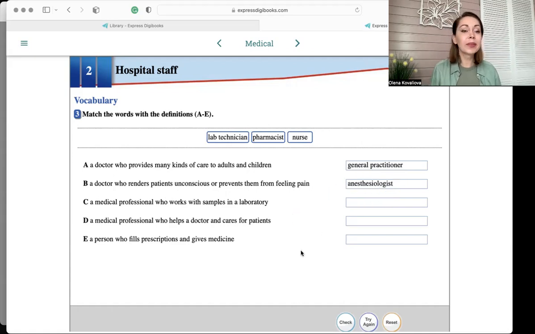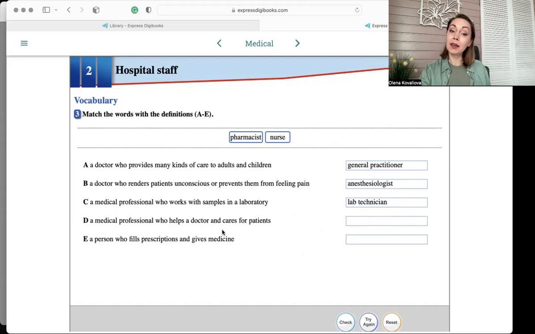Good. Let's put it here. C, a medical professional who works with samples in a laboratory. Okay. Samples, they're the same like tests. Yeah. Sample більше як зразок використовується, да? Зразок в лабораторії. Okay, so that's our lab technician. Let's move to the next, a medical professional who helps a doctor and cares for patients.